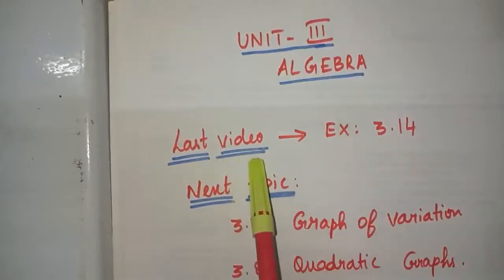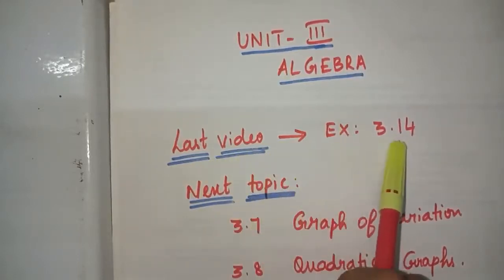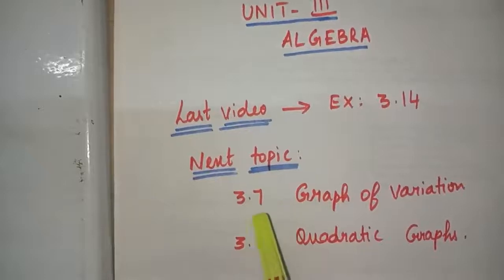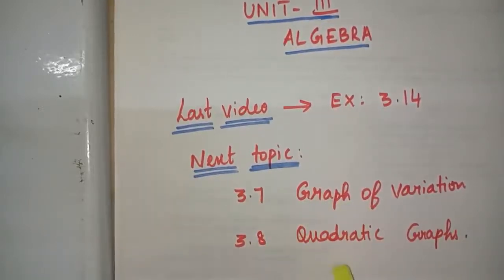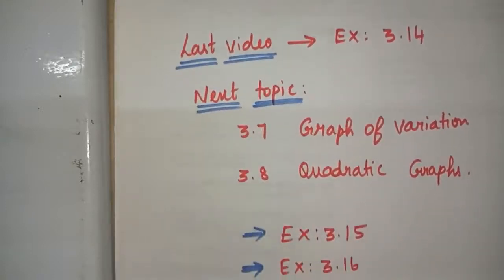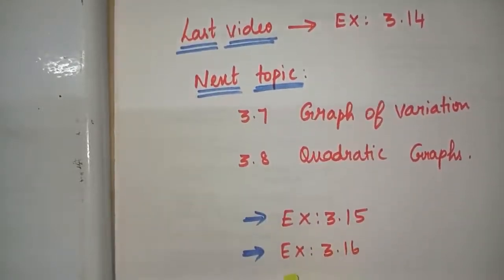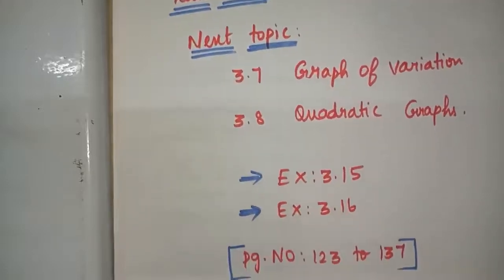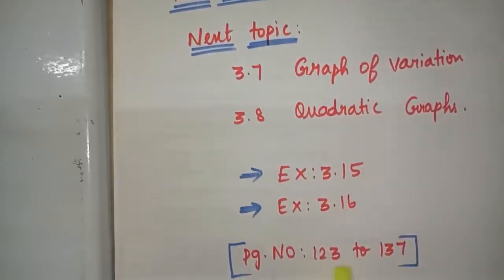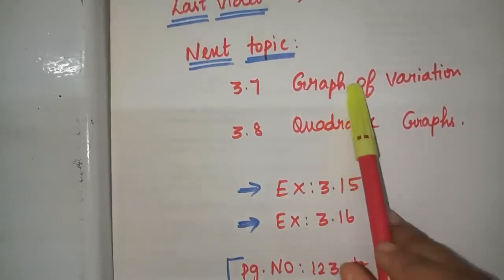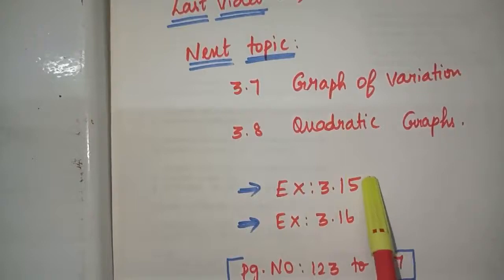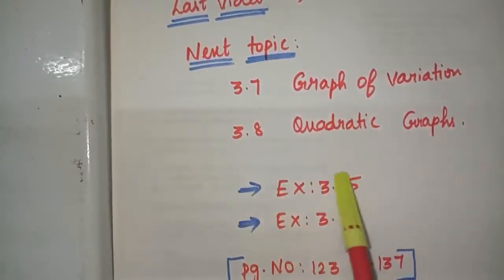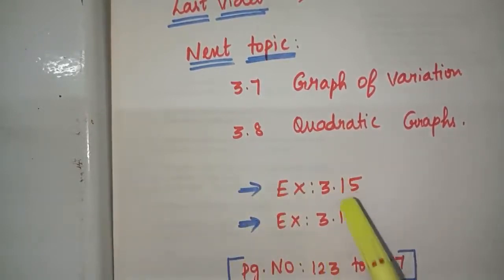So in the last video we saw exercise 3.14. The next topics are 3.7, graph of variation, and 3.8, quadratic graphs, which are exercise 3.15 and exercise 3.16, page number 123 to 137. So these two are based on graphs. We are leaving exercises 3.15 and 3.16, and we will discuss the graphs in later videos.